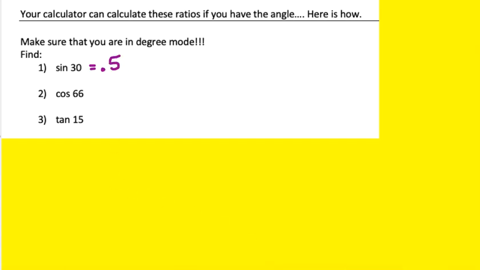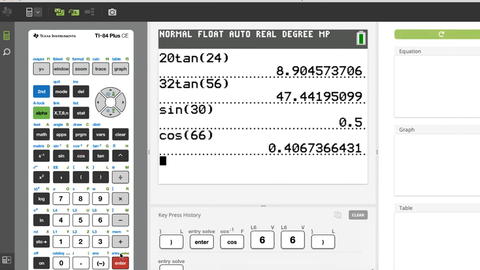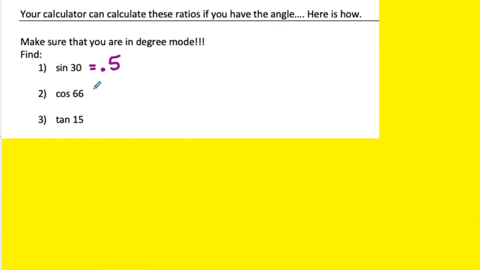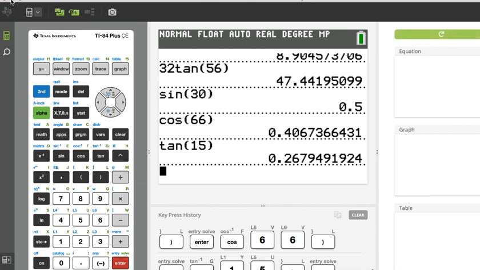So cosine of 66, let's see. Cos 66, and I get 0.41. Okay, that's my ratio, 0.41. Looks a little funny though, doesn't it? All right, and then tan 15. Tan 15. So 0.3, I'll call that, okay?